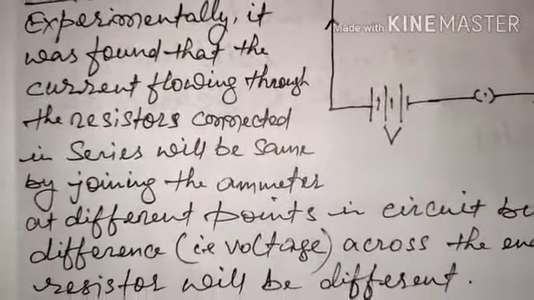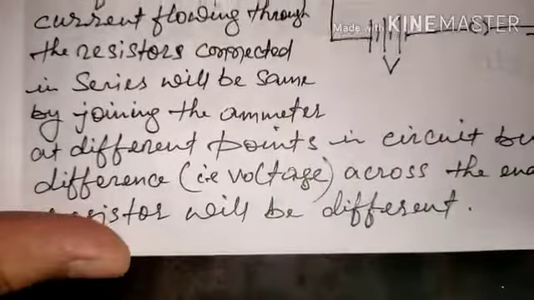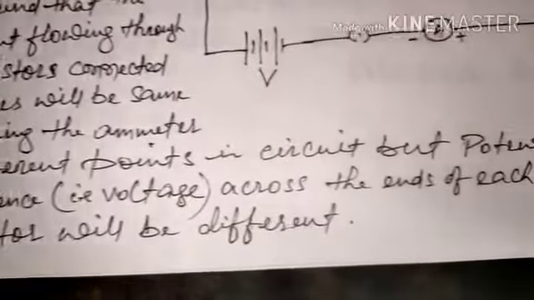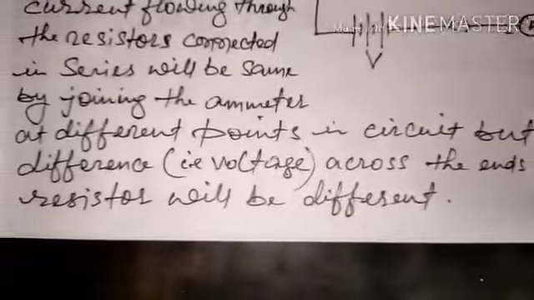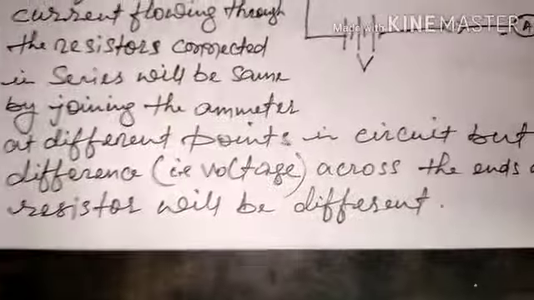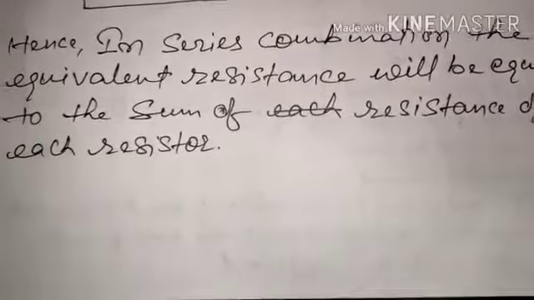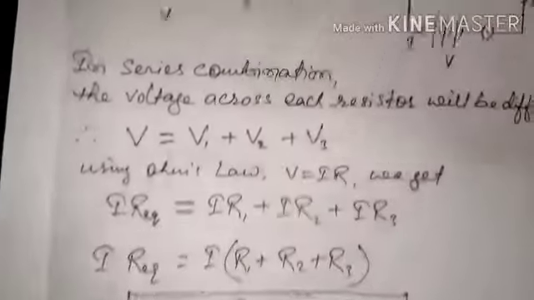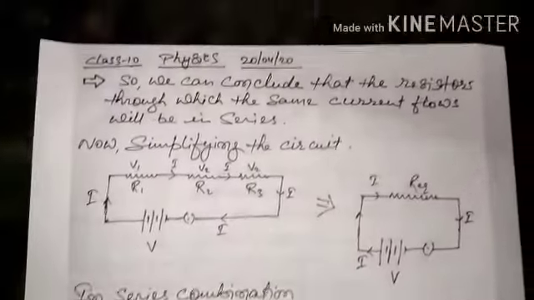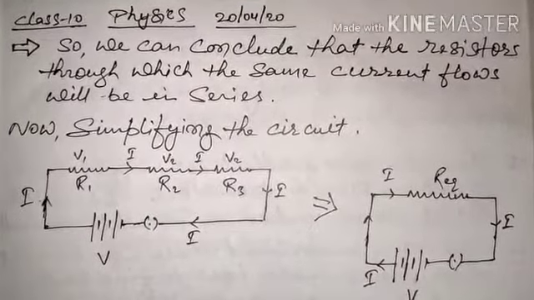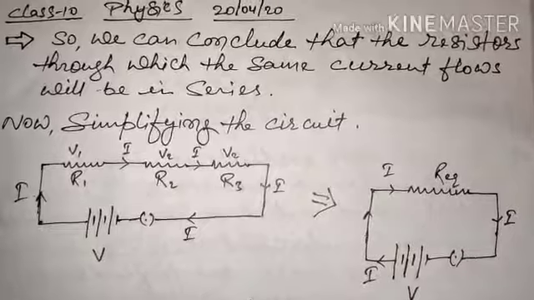Experimentally it was found that the current flowing through the resistors connected in series will be the same by joining the ammeter at different points in the circuit, but the potential difference, that is voltage, across the ends of each resistor will be different. So it means, as I had discussed, potential is going to be distributed among all the resistors, and there occurs a potential drop across the ends of the resistor. Now we are going to understand this thing. This is a very simple thing now. So we can conclude that the resistors through which the same current flows will be in series.